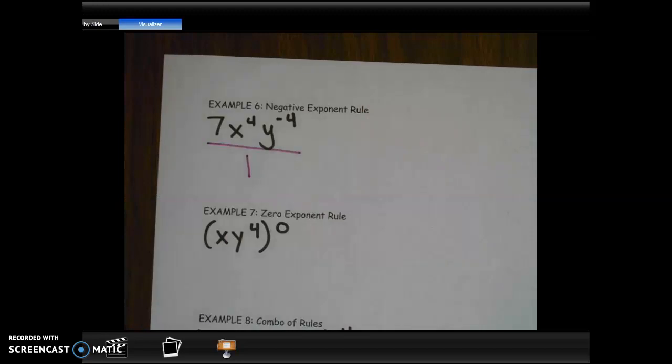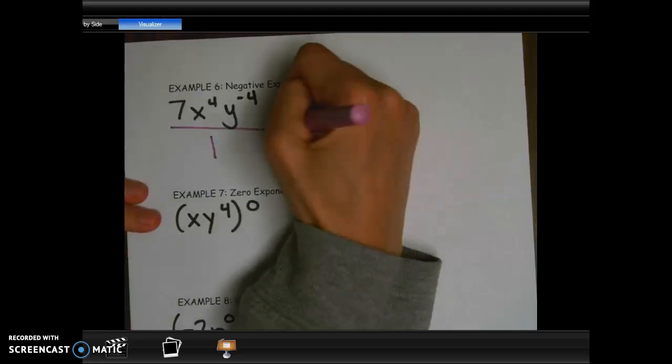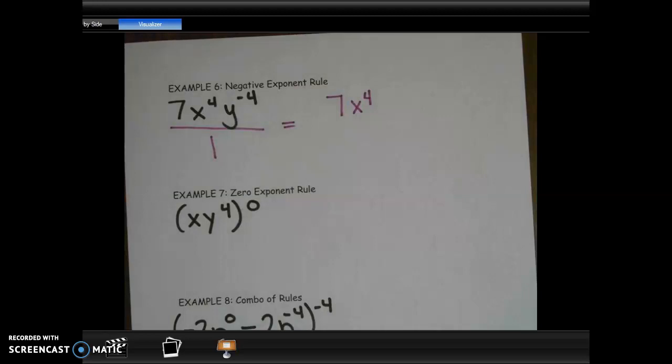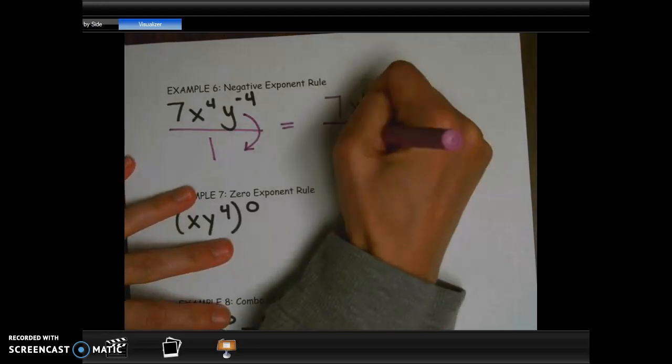So right now, 7x to the 4th, it's fine where it's at. It doesn't have to change. It's already positive. But we have y to the negative 4th, so we need to change it by putting it on the bottom. Once it goes to the bottom, it is now positive.